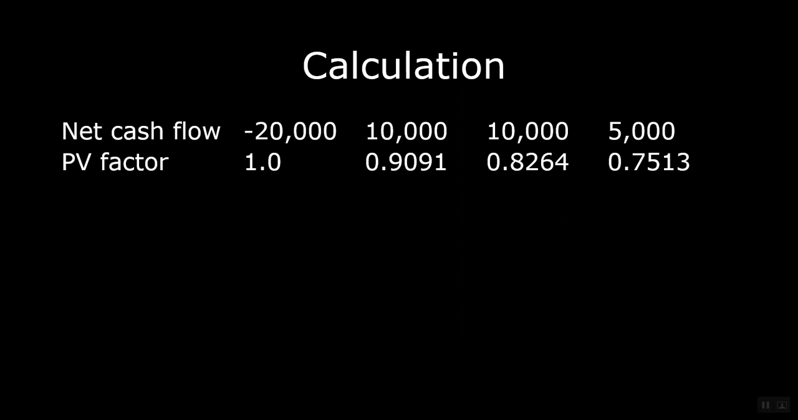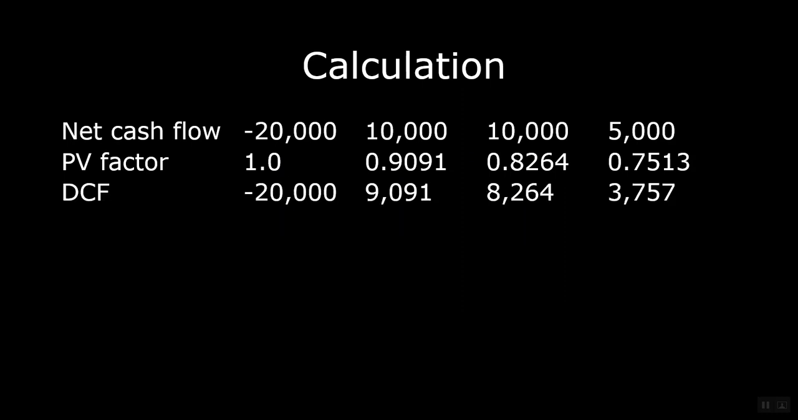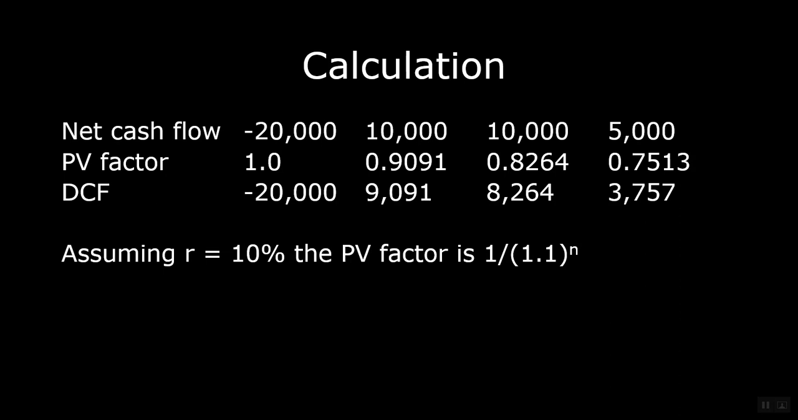Present value factor for these, if you remember the formula, is 1 over 1.1 to the power n, assuming 10%. So that's 1 plus 10 over 100, which is 1.1 to the power n. Year 0 is n is 0. So 1 over 1.1 to the power 0 is 1. So the discounted value is minus £20,000.